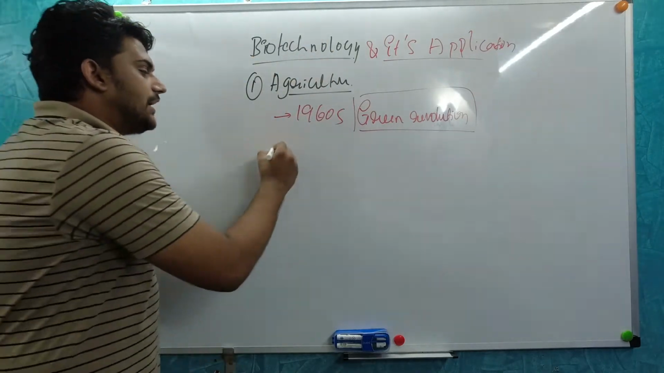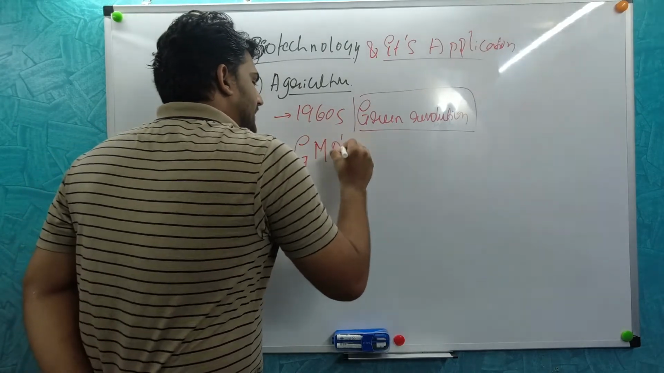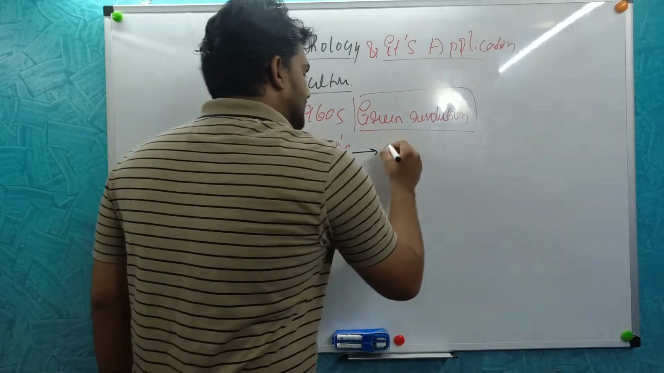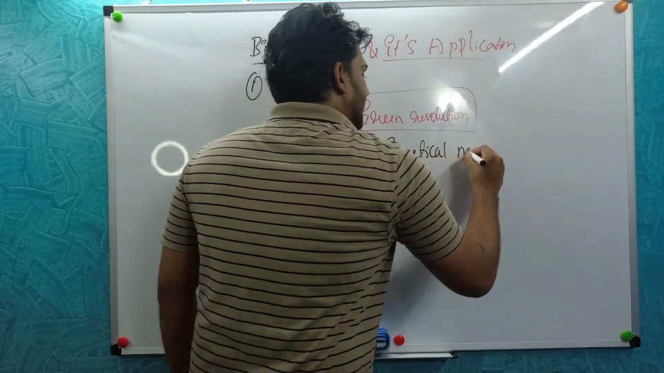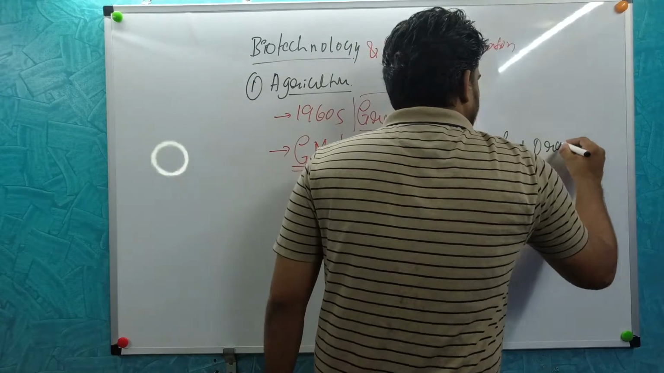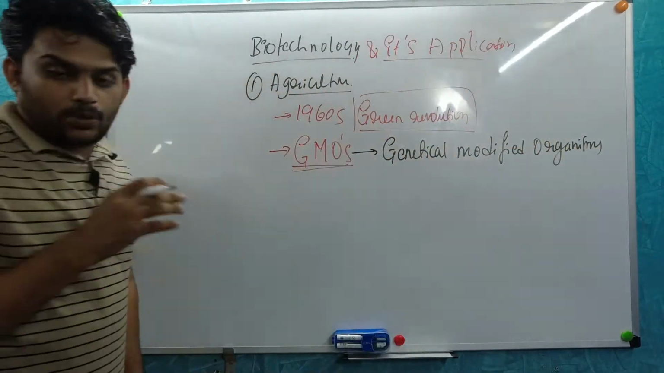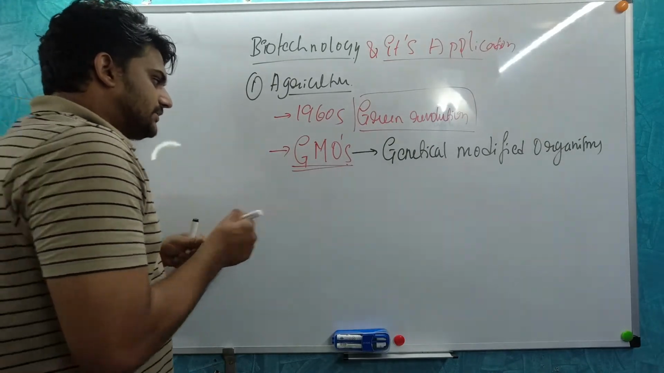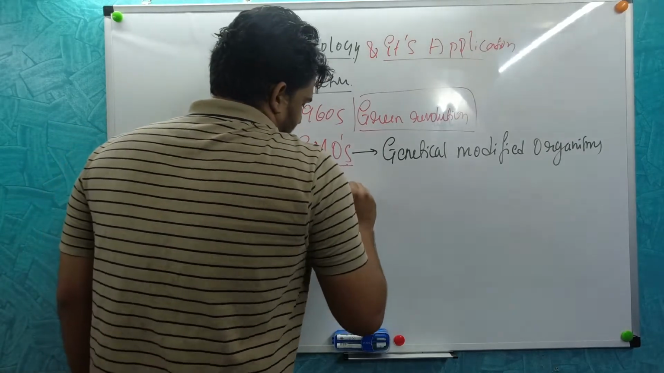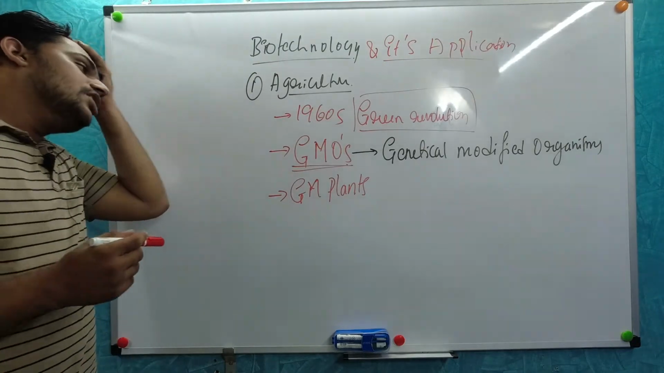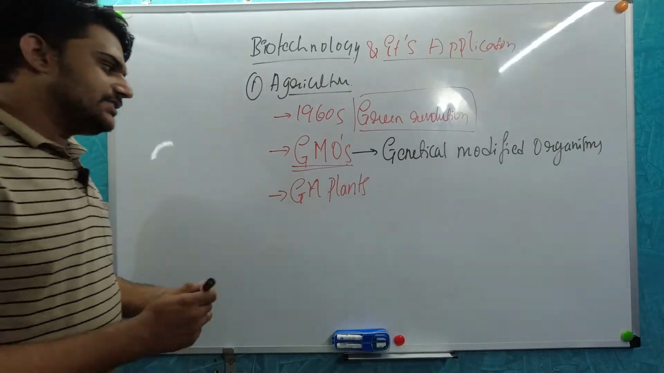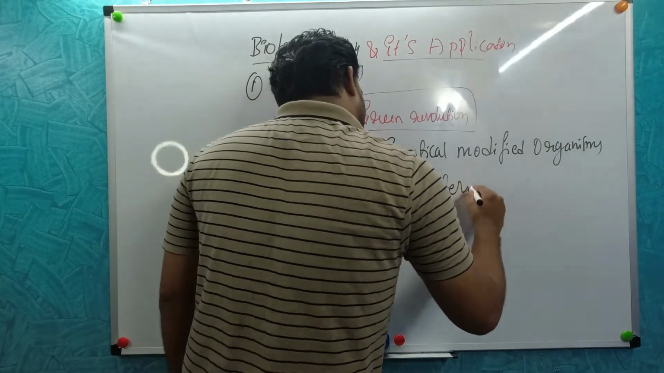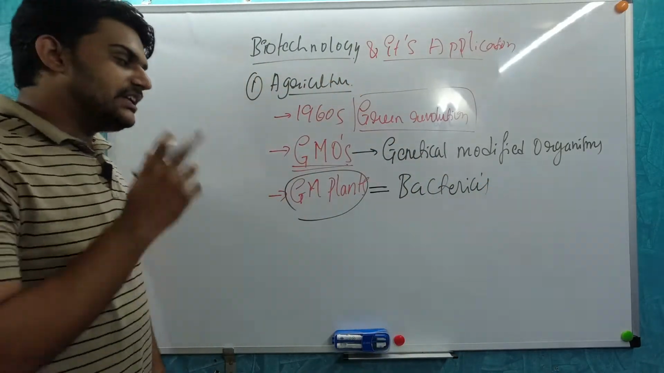So new varieties of GMOs were developed at that time. GMOs is nothing but genetically modified organisms. This can be asked for the abbreviation: genetically modified organisms. One of them is the GM plants, that is genetically modified plants. They have been created using different types of bacteria. Different kinds of bacteria were responsible for the genetically modified plants. We have studied it before also in the last video, so just try to remember it.